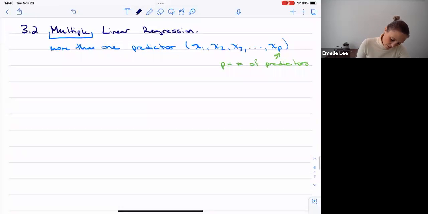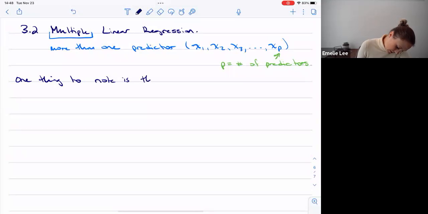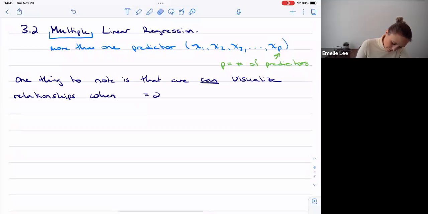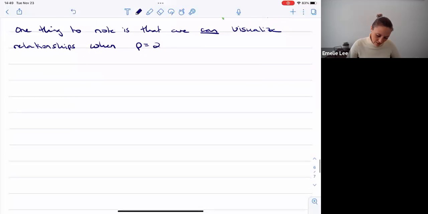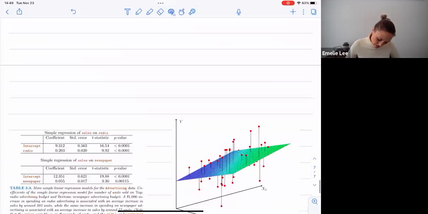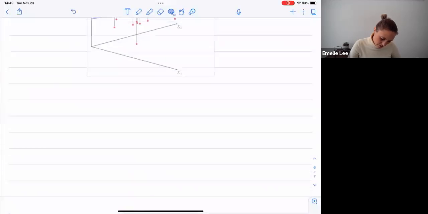So one thing to note is that we can visualize relationships when p equals 2. And what that's going to look like is something like this.